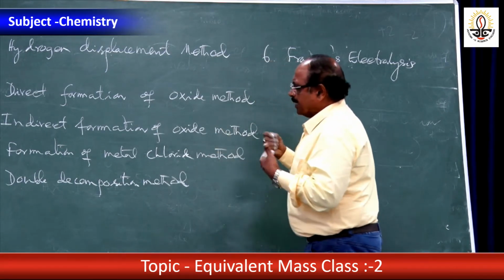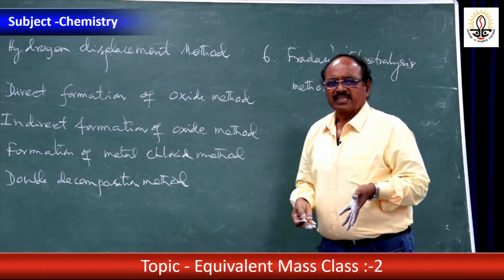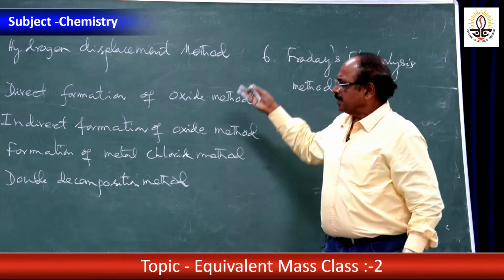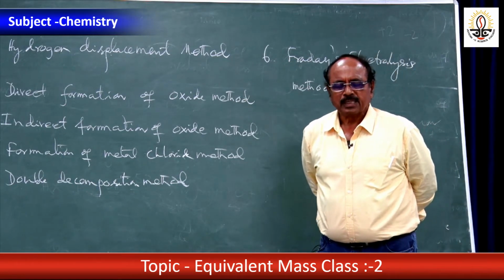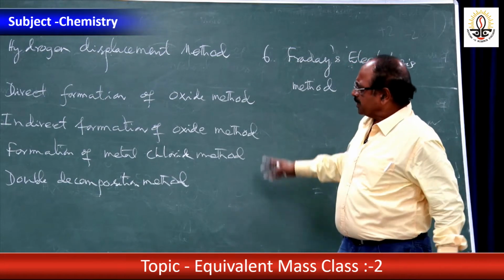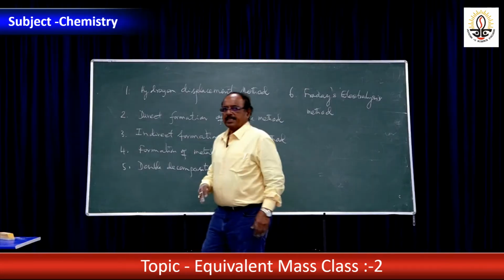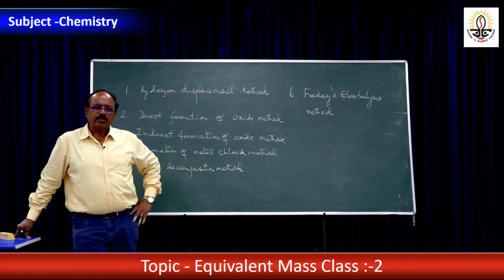Or we can determine the atomic mass and then divide it by valency, then also you can determine. So these are the different methods used to determine the equivalent mass of a metal. In your syllabus, you do not have experiments to conduct, you have the application. Taking these methods, different numericals and questions will come.